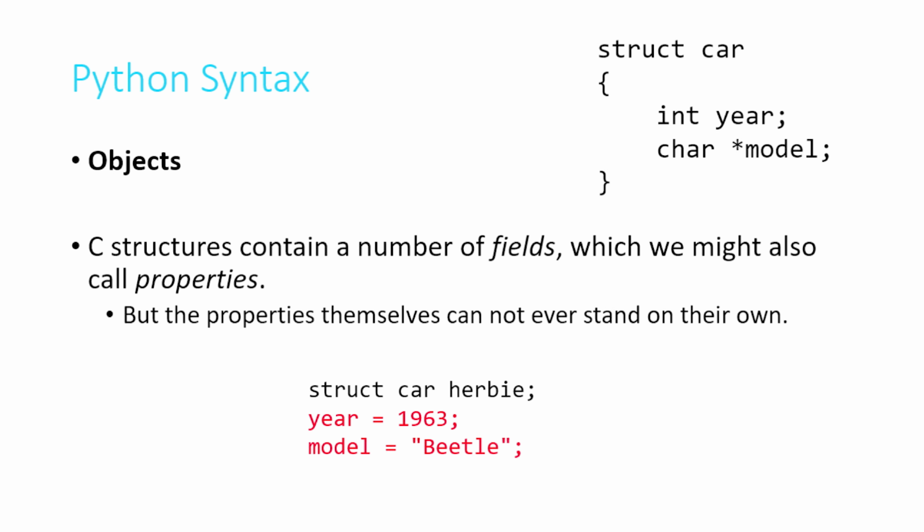But I could never say this. This is not valid in C, at least with what we have here, because year and model don't just hang out on their own. They're part of what it means to be a struct car. So we always have to associate them with a struct car. So that would not fly. That's sort of the analogy of object properties to C structure fields.